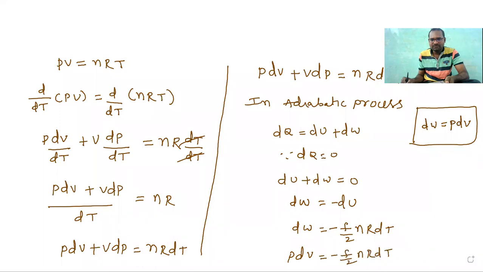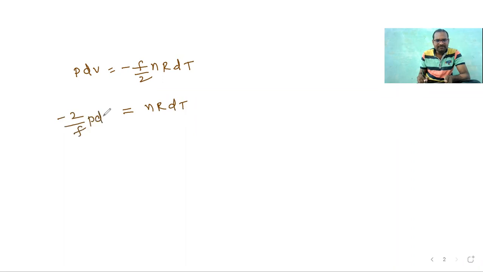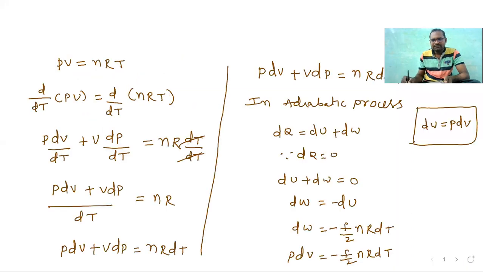Now from this let us take nR dT. So we have got PdV is equal to minus f by 2 nR dT. Now what is nR dT? It is minus 2 by f PdV. Correct? Yes, this you remember. This is equation number 2 and that is equation number 1. Substitute in equation number 1.